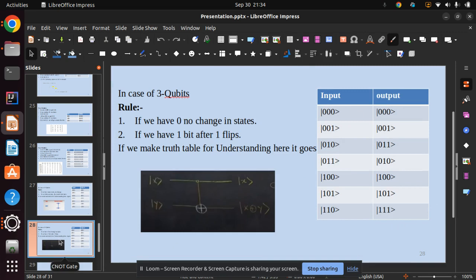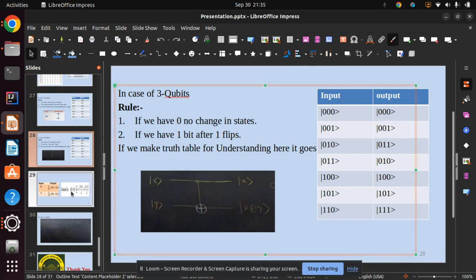Let's move towards another gate. Same is the case for this: 0 0 0, 0 0 1, 0 1 0, and like that. So here's the concept. This is basically a Hadamard gate, the main gate of quantum. If we have zero, no change in states, right? Zero, no change. But we have to maintain a standard again. We have 3 bits, so I'll be taking the last 2 bits as a standard.